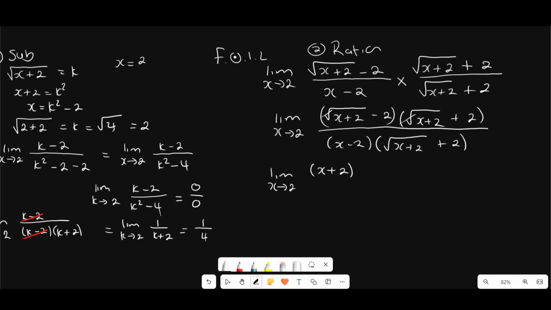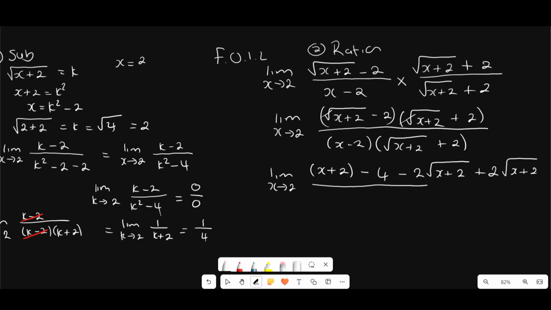And then outside times outside, that means this part here times that one, so negative 2 times 2 will give us negative 4. Then the inside will be this times that, which gives us negative 2 square root x plus 2, and then basically the last, that times that, which is positive 2 x plus 2, right?